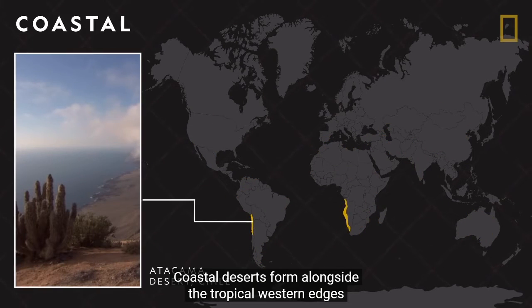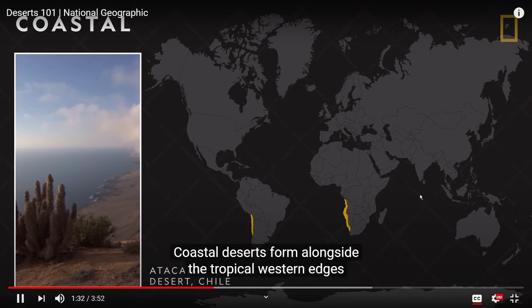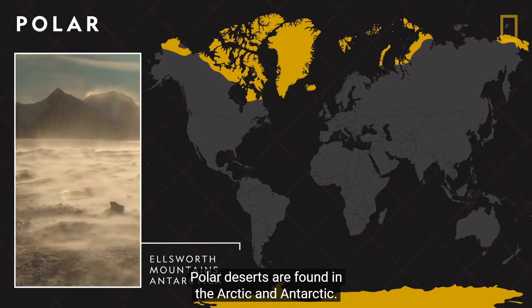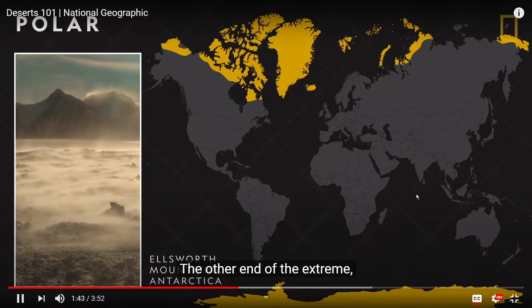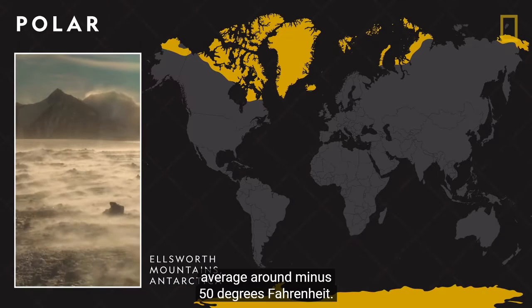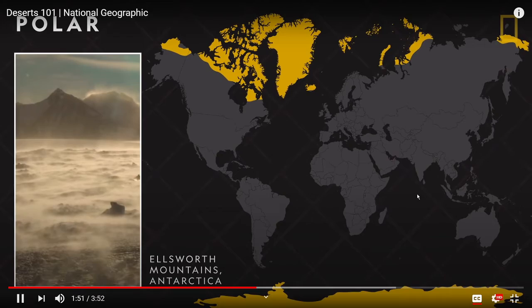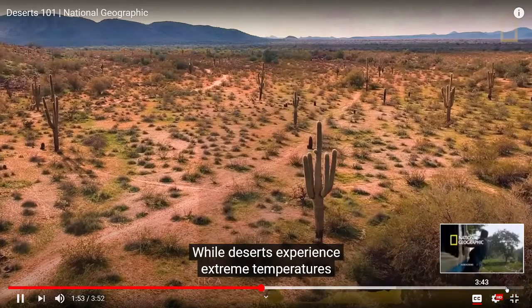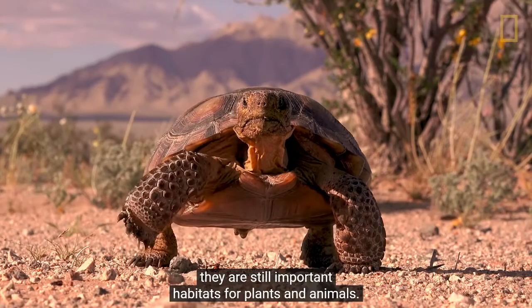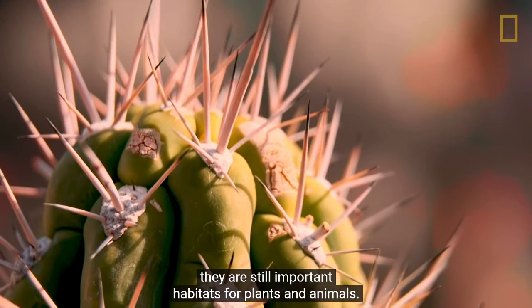Coastal deserts form alongside the tropical western edges of certain continents. Despite their proximity to water, coastal deserts remain dry. Polar deserts are found in the Arctic and Antarctic. The other end of the extreme, winter temperatures in the Antarctic desert average around -50 degrees Fahrenheit. While deserts experience extreme temperatures and receive very little precipitation, they are still important habitats for plants and animals.